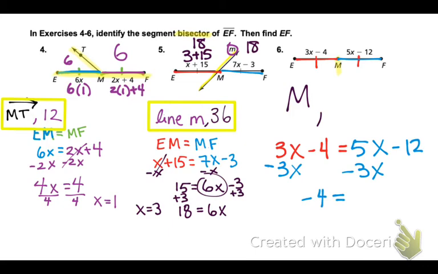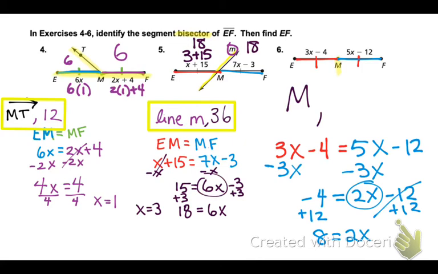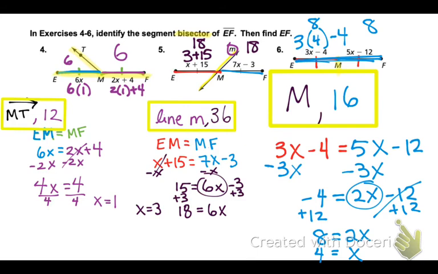Negative 4 equals 2x minus 12. I want to keep 2x on this side, so I have to move that negative 12. I'm going to add it. What is minus 4 plus 12? 8. That'll equal 2x. So x equals 4. All right, so then 3 times 4, 12 minus 4 is 8, which means this other side is 8. So then what is the full length of EF? 16. Perfect.